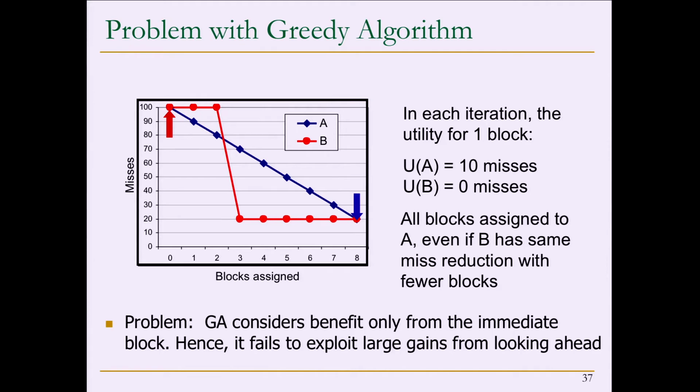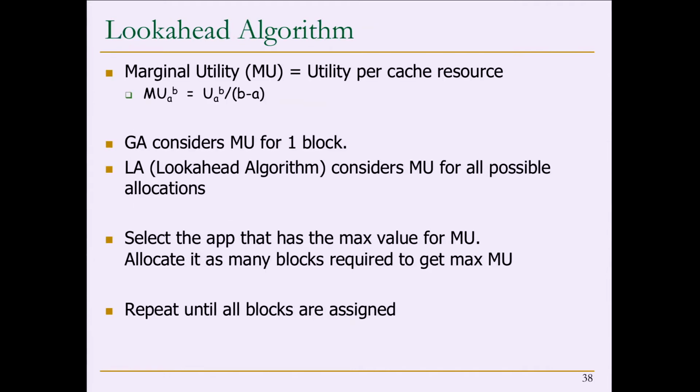So how do you solve this? You need a better algorithm. You need more look ahead in the algorithm. So instead of looking ahead only for one block, you look ahead and consider marginal utility for all possible allocations for that application. Now, this is less complex than all possible partitionings that you give, which is really exponential. But in each iteration, you look at all possible next allocations. Let's take a look at that. You select the application that has the maximum value for this marginal utility with this look ahead and allocate it as many blocks as required to get that maximum marginal utility. And you repeat until all blocks are assigned.